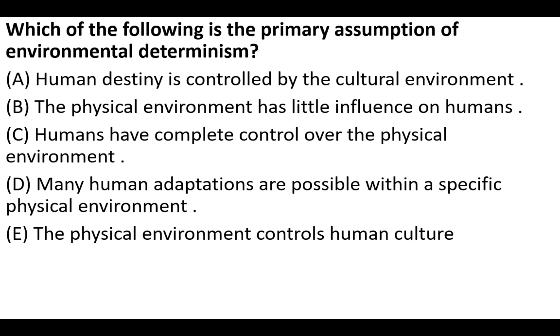Which of the following is the primary assumption of environmental determinism? The answer is E. Now remember, this is the outdated theory. E sounds a bit strong, but remember, determinism isn't the greatest theory anymore. Okay? Now C, that would be more like possibilism.